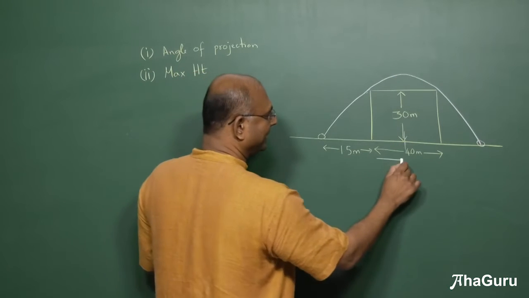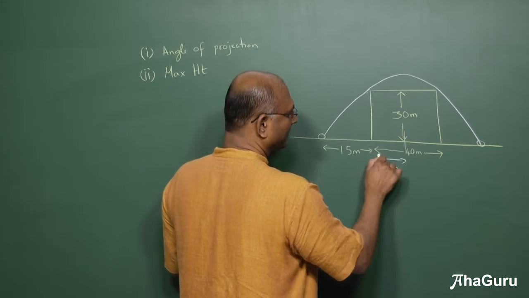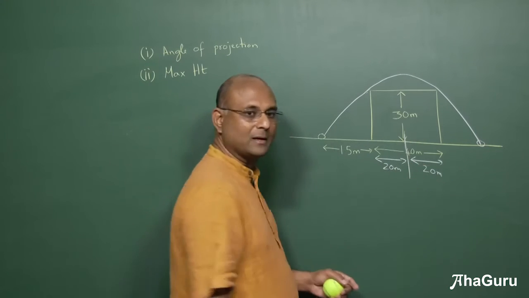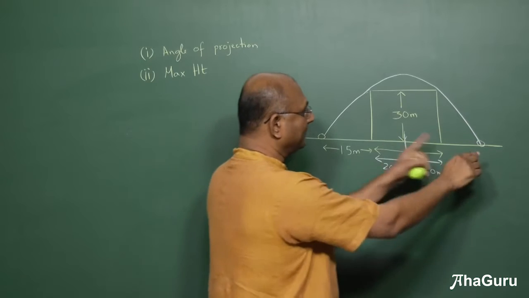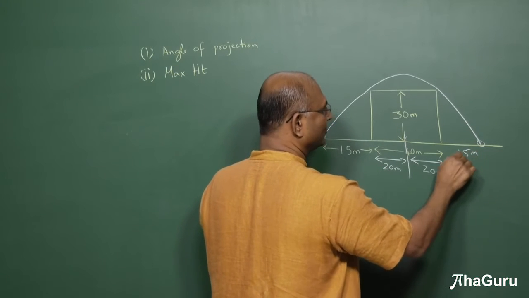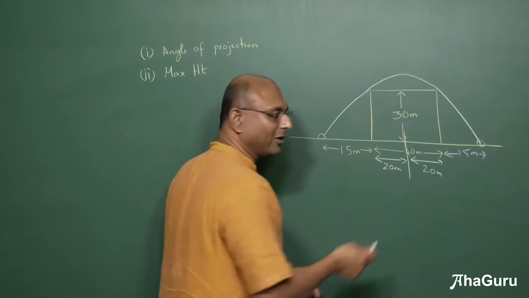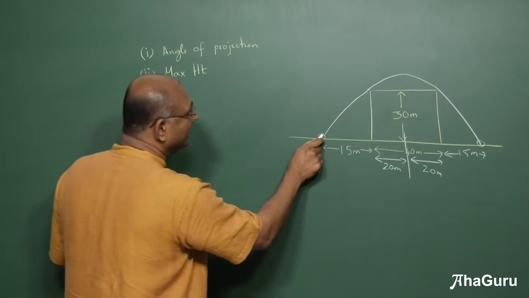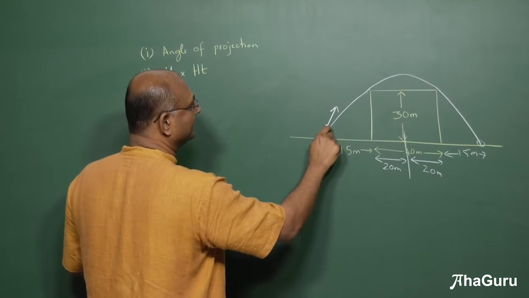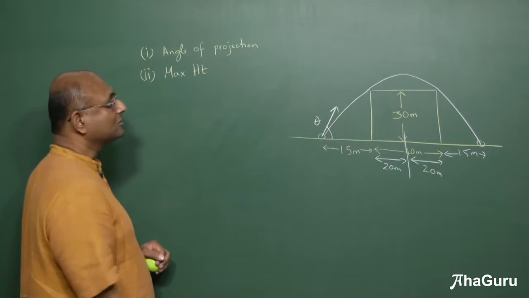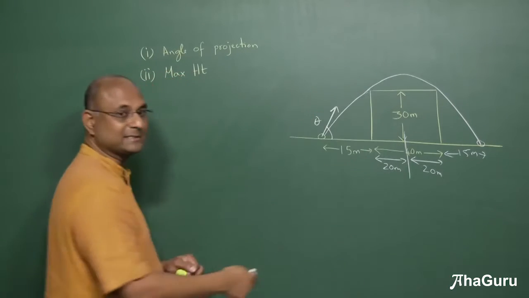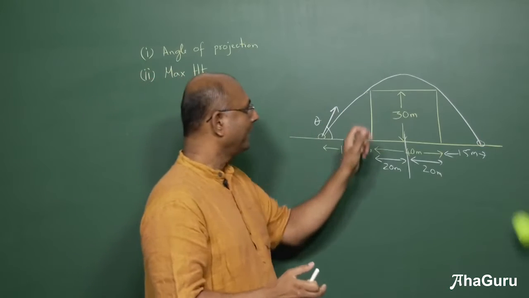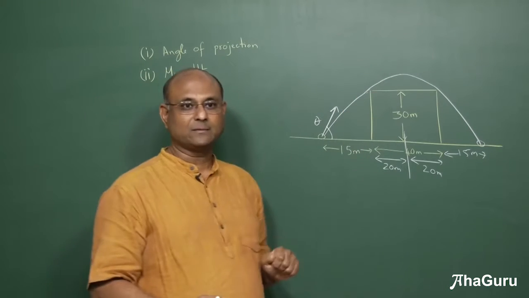So this must be 20 meters, that must be 20 meters. And not just that, if this is 15 meters, that must be 15 meters. So all this you know from symmetry. So this doesn't require a lot of trick. Now the question asks us, what is the angle at which you are projecting, angle theta? And we also want to know what the maximum height of the ball from the ground is. So I throw it and basically I want to find out what is that height.